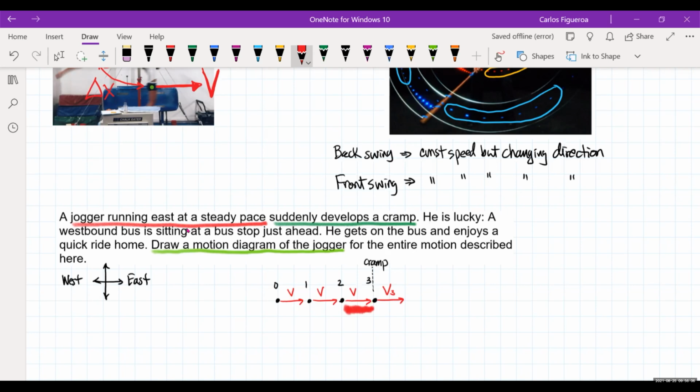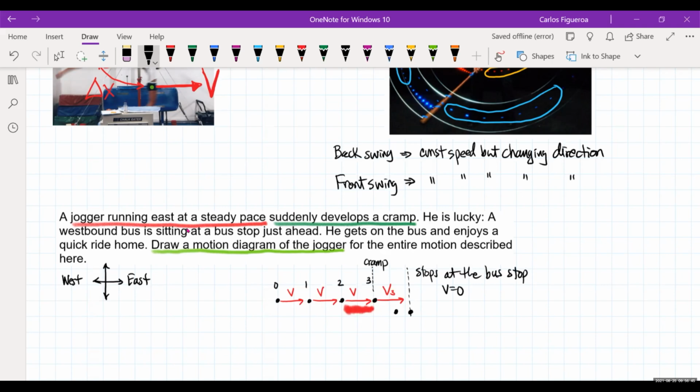So then he, or she, has to start slowing down. The spacing in the next dot must be smaller, and in the next dot, it must be even smaller than that. At this point right here, we're going to say that he stops at the bus stop. And if he stops, we know that the speed must be 0 right there.